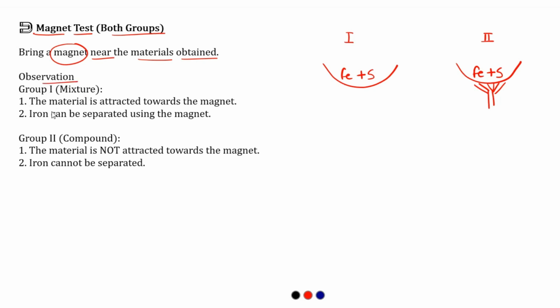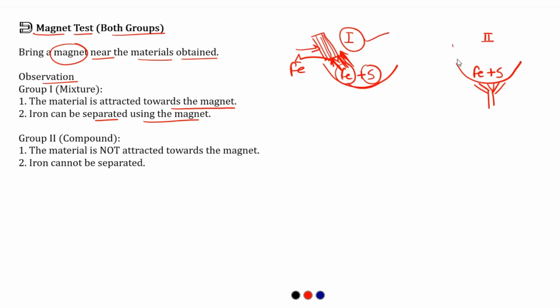Group 1 mixture: the material is attracted towards the magnet. So when we bring our magnet near this mixture, which is prepared by the group 1 students just by mixing iron filings and sulfur powder, some of the material will get attracted towards the magnet. Iron can be separated using the magnet. As we all know, the magnet will attract all the iron from this, and iron will get separated, while sulfur will remain in the china dish. This was about the first group.